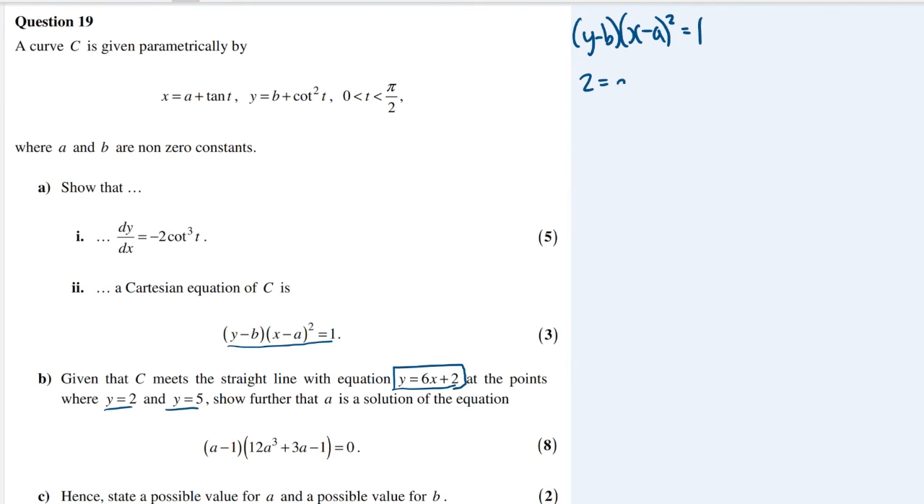So 2 is equal to 6x plus 2, and 5 is equal to 6x plus 2. This gives me that x equals 0, because 6x must equal 0 for 2 to equal 2. And over here we'll get 3 is equal to 6x, which means that x is equal to a half. So the coordinates of intersection are (0, 2) and (a half, 5).